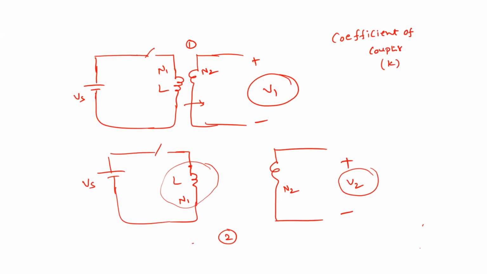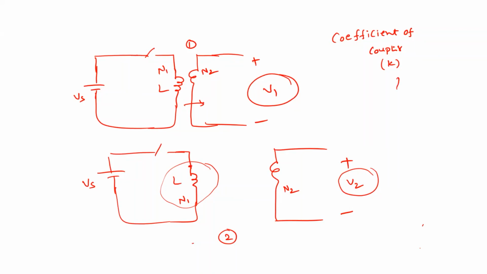Similarly, if the flux produced by coil 1 is not at all linked with coil 2, then these two are magnetically isolated coils. Understood? If the flux produced by the first coil is completely linked with the second coil, that is tightly coupled coils. If it is not at all linked, these two are magnetically isolated, so there is no mutual inductance.